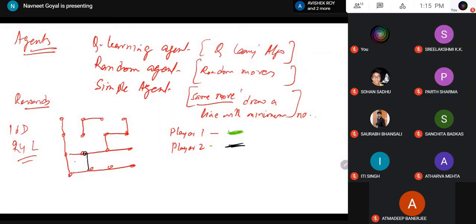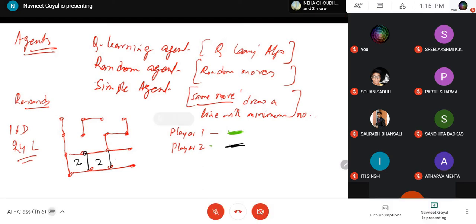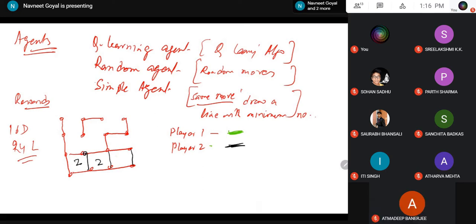So you write 2, and then your next move is again yours. He again goes here, makes a 2, and again goes here, makes a 2, and again makes a move and draws a 2 here. So he gets 4 boxes. But since he has closed a box, the next move is also for player 2. Player 2 has to make the next move.